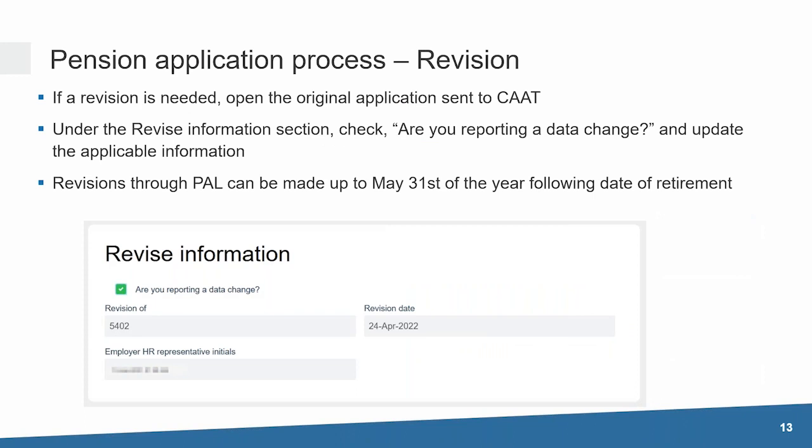If you need to revise a previously submitted pension application, open the original application submitted to CAAT. Under the Revise Information section, check the box for Are you reporting a data change? This will unlock all the data fields. Proceed with updating the applicable information, and once complete, run validations and resubmit to CAAT.